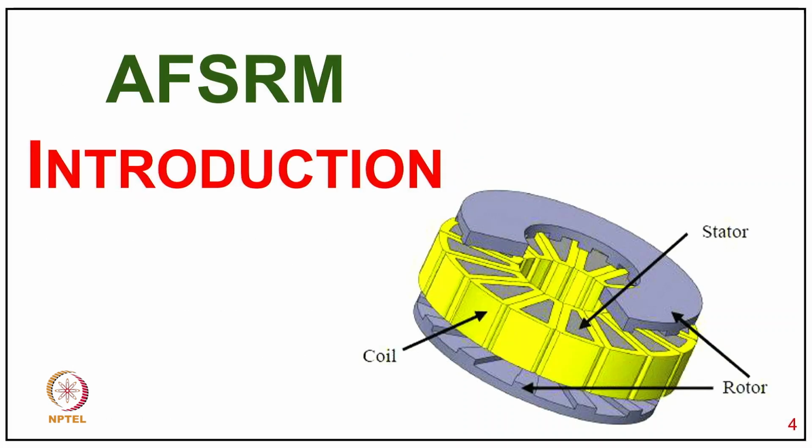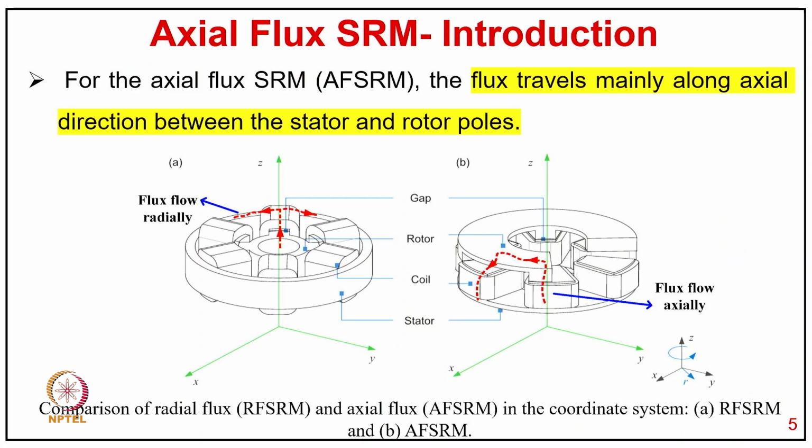Coming to the axial flux reluctance motor introduction, from this diagram you can get an idea of how the stator of an axial field reluctance motor typically looks, and how the coils are put on the stator. Here you can have a further look at the axial field reluctance motor.